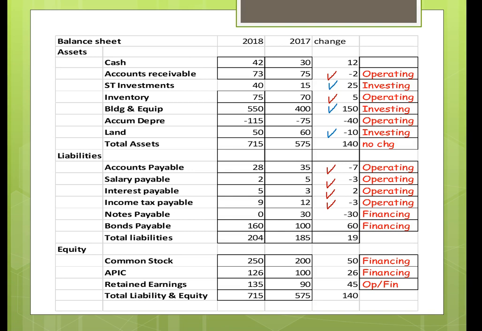Now we can do financing activities. So now what we're going to do is look at the changes: notes payable went down by 30, bonds payable went up by 60, common stock went up by 50, and additional paid in capital went up by 26.